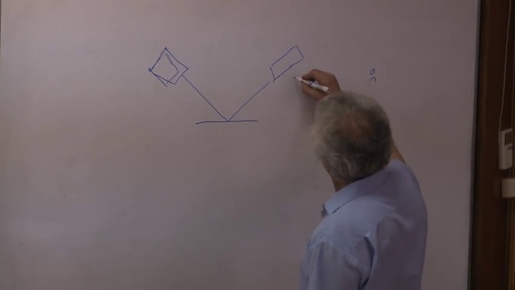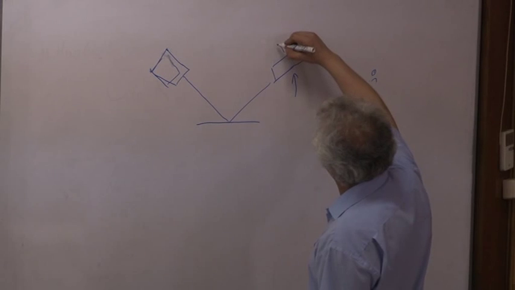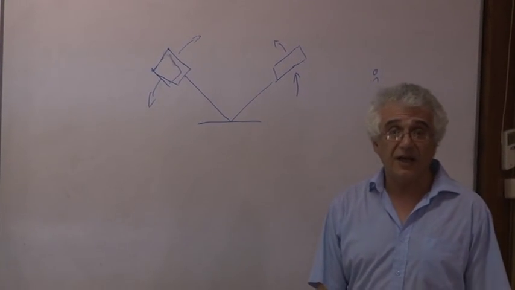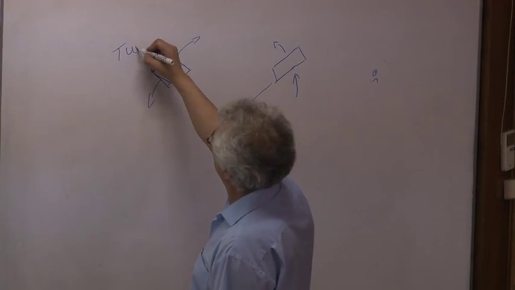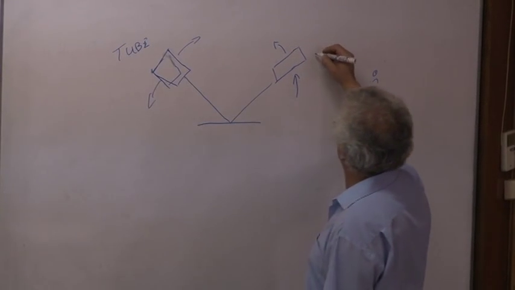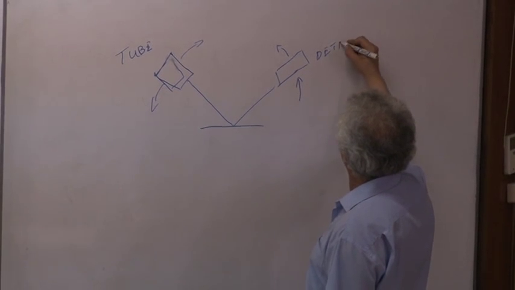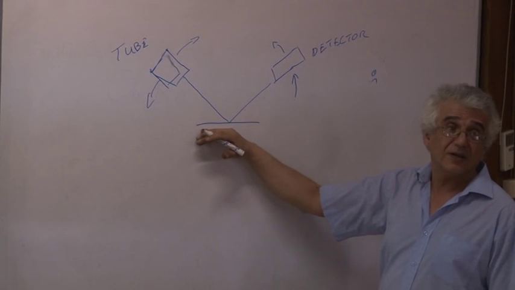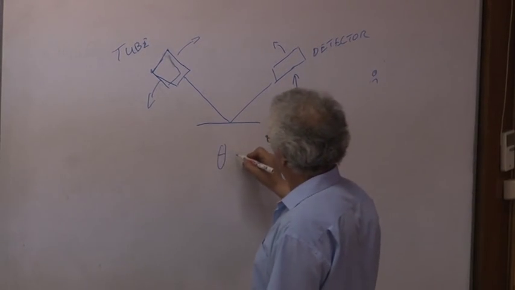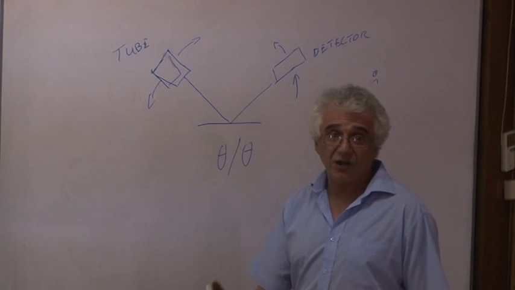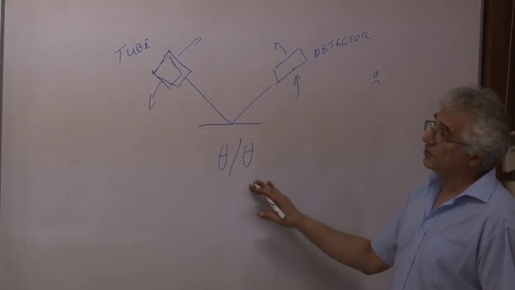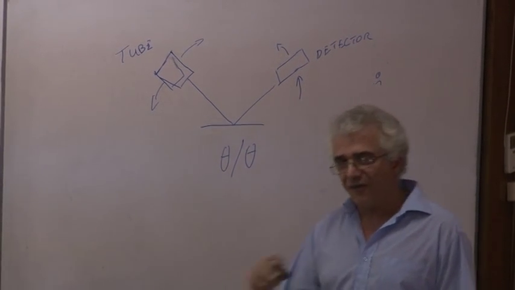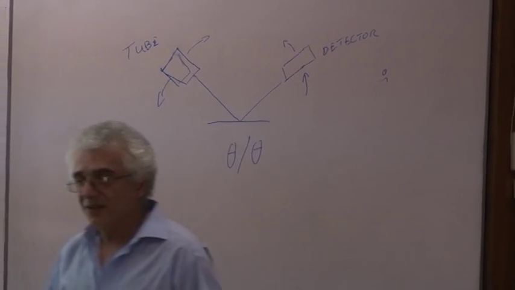And so what moves in this type of setup is both the detector and the tube. So this is the tube and this is the detector. In this setup, the sample stays flat. So this is theta-theta geometry, or Bragg-Brentano geometry, and most modern machines are built in this way. There's a big advantage to keeping your sample flat.